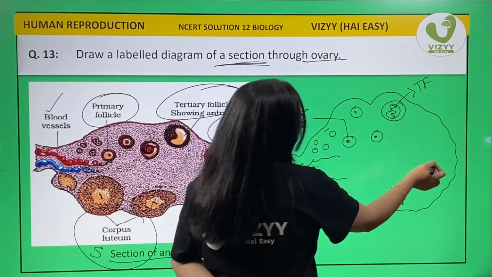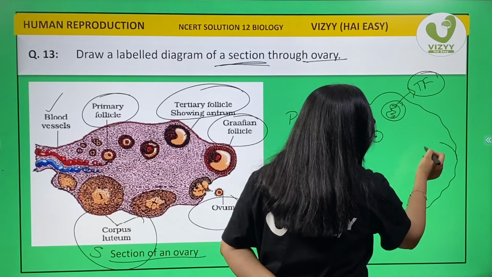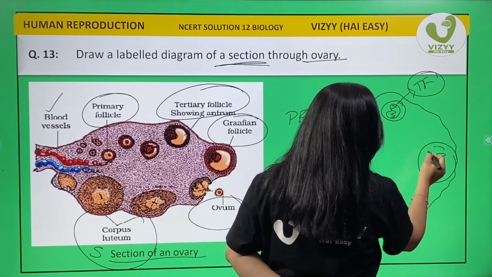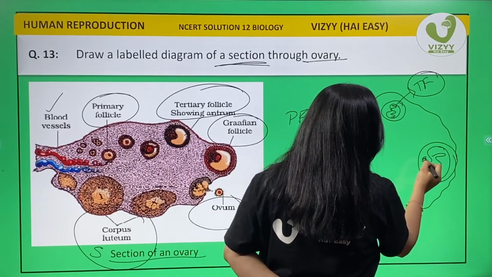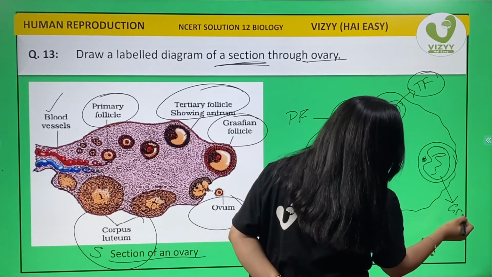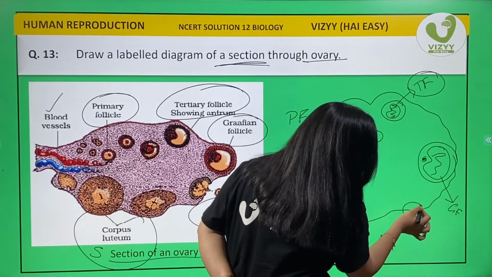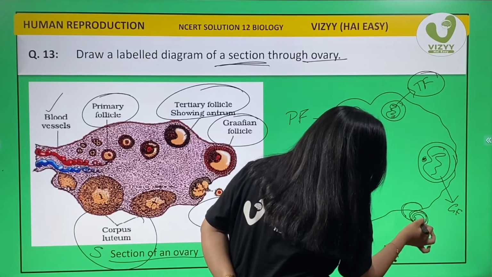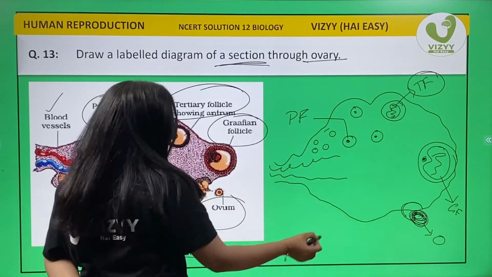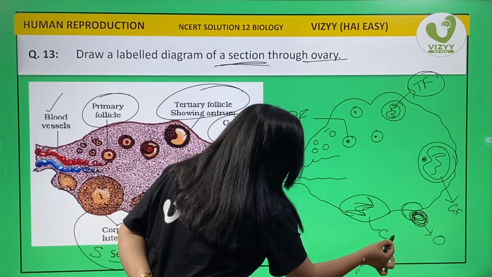Now, this tertiary follicle will grow and become a Graafian follicle. Right? So this is what, students? This is our Graafian follicle. And this Graafian follicle will rupture and release an ovum. Okay? This is corpus luteum.